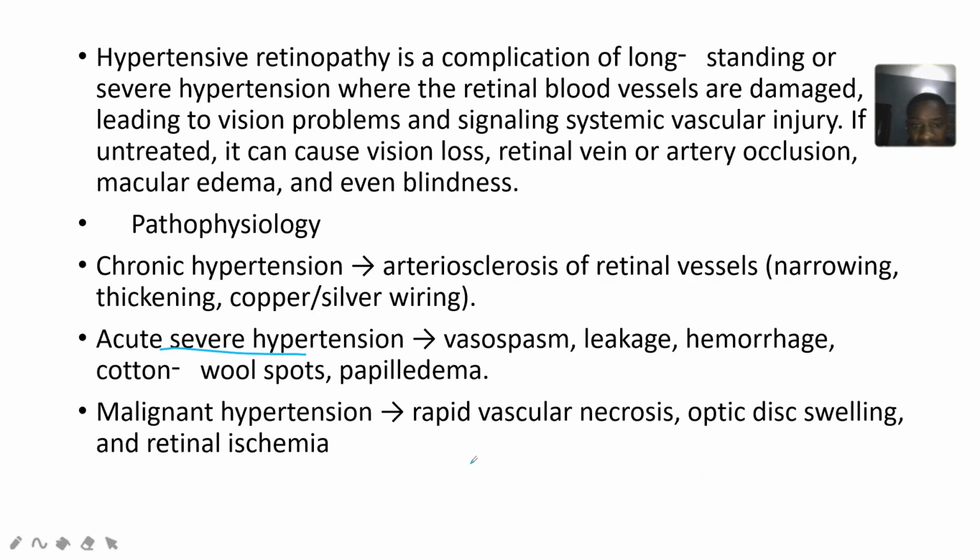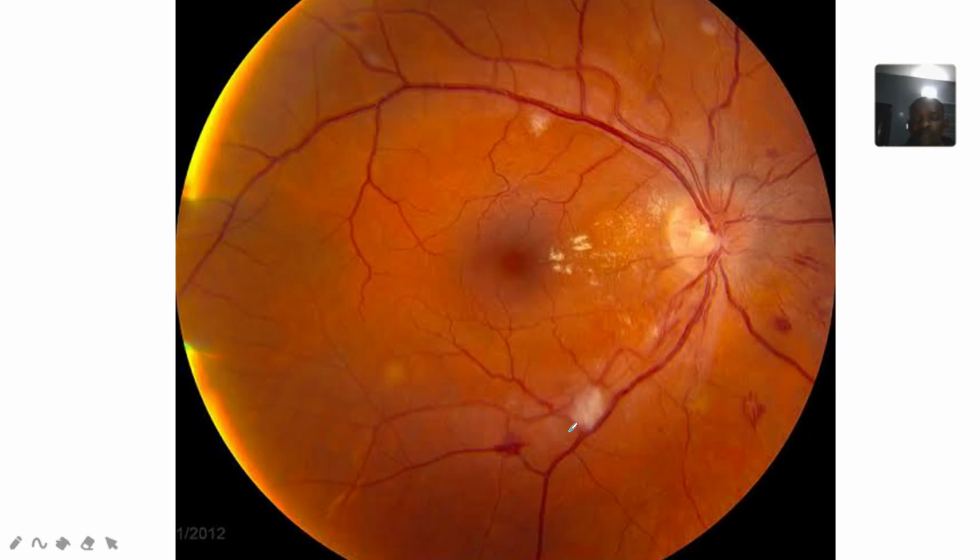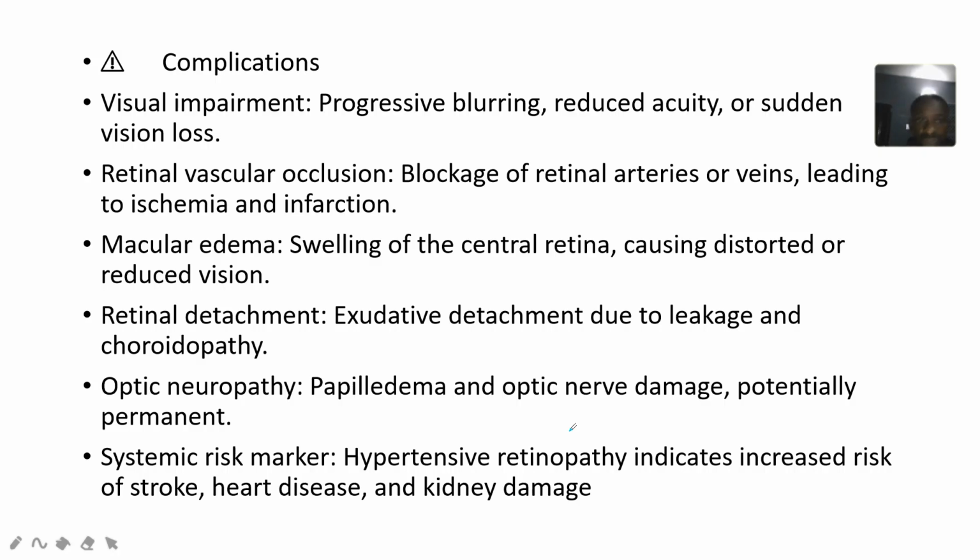Malignant hypertension usually leads to rapid vascular necrosis, optic disc swelling, and retinal ischemia. Okay, it's typically how it could look. This is on fundoscopy. Okay, so complications: the person will not be seeing very well, seeing blurry, there's reduced acuity, and sometimes they could totally become blind.